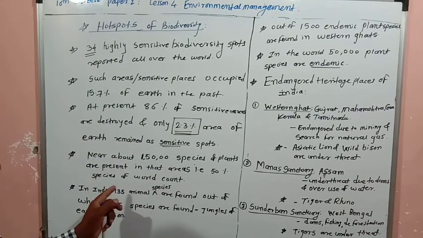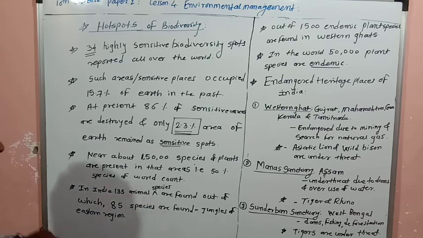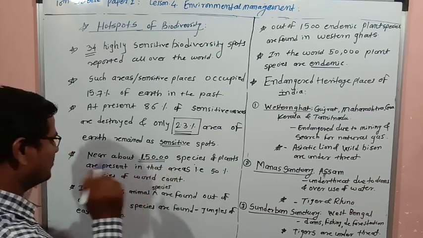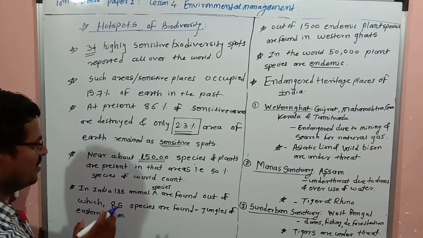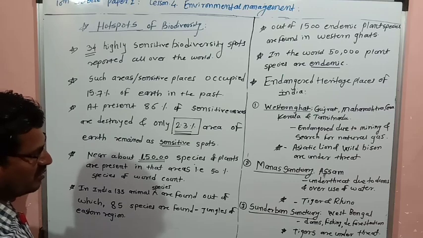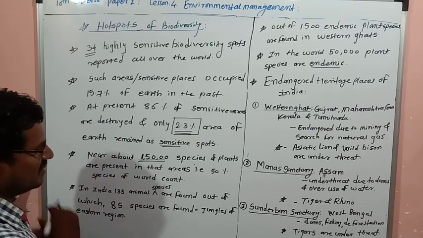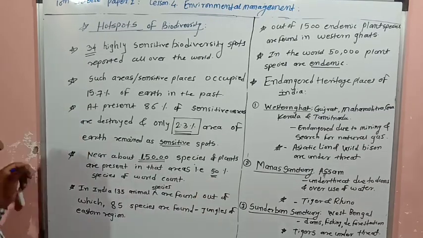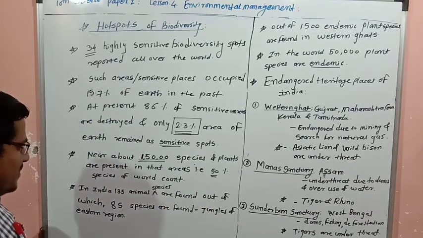And near about 1,50,000 species of plants are present in that area. So in these sensitive places, how many species of plants are present? Near about 1,50,000 species of plants, that is 50% of the species of the world, are found in these sensitive areas.